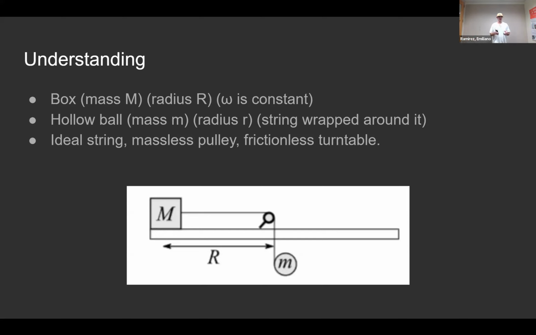And what this question is trying to ask us is, what is omega, so that the box M doesn't either pull in or fall off of our turntable. And how we're going to find that is using Newton's third law. Because we have a massless pulley and ideal string, we can say that the force of tension applied to our big box M equals the force of tension on our small ball. And we're going to solve for that using torques and friction.